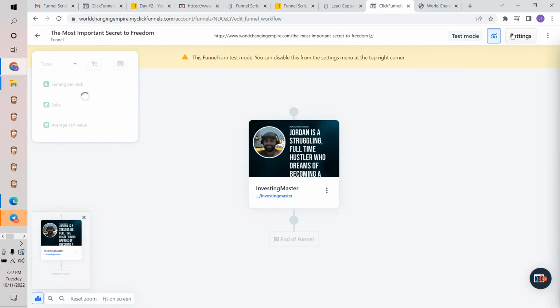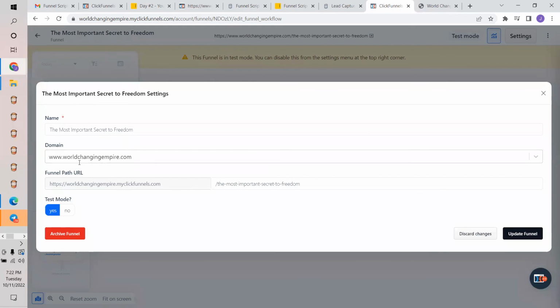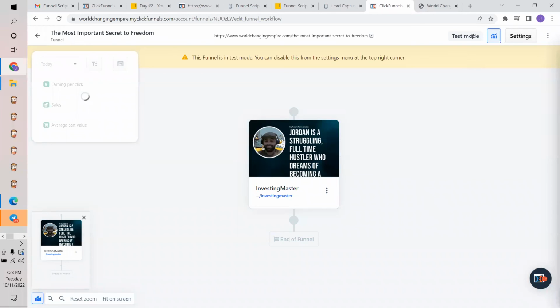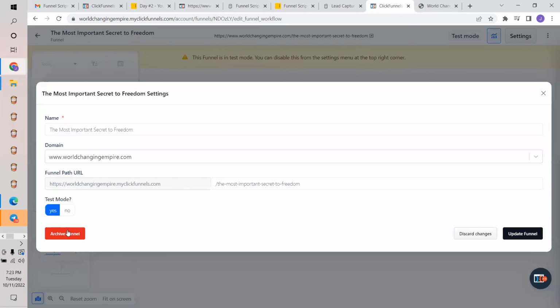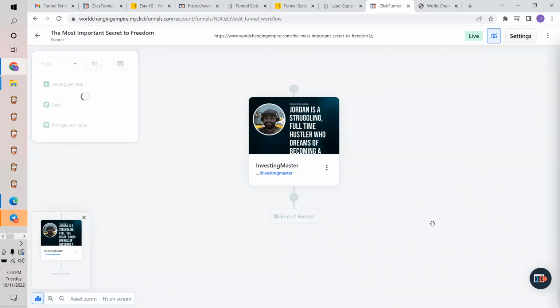So what I'm going to do is go to settings. I've got my domain name, www.worldchangingempire.com. I'm going to update the funnel so it's there. And then I'm also going to not put this on test mode, update the funnel. Then that should be live.